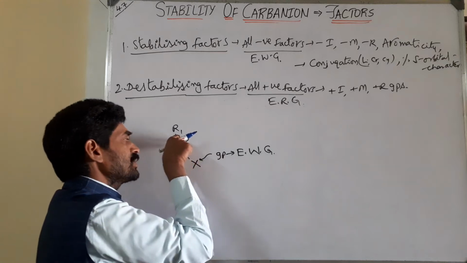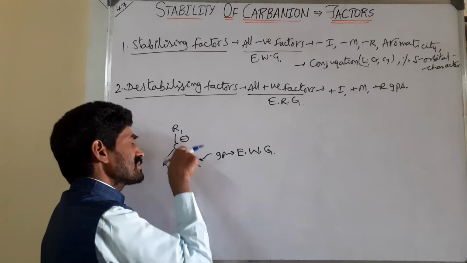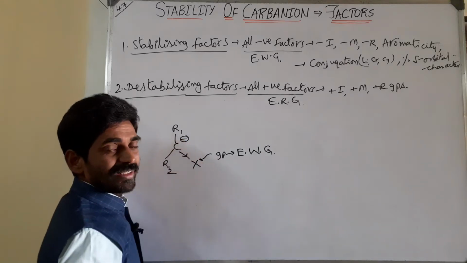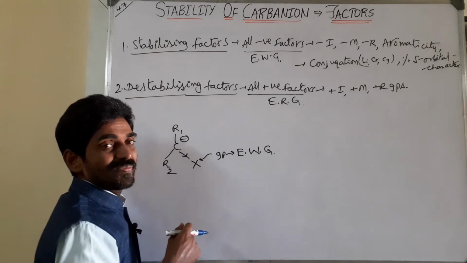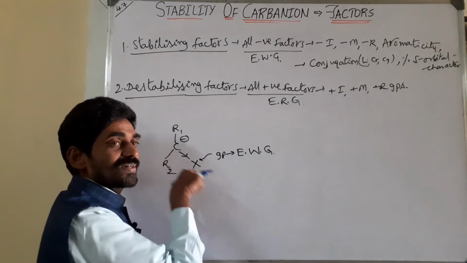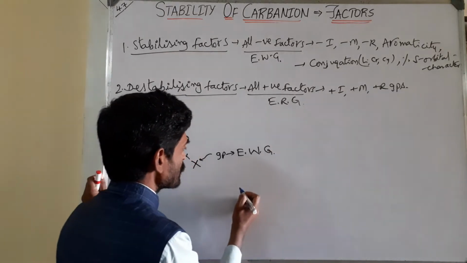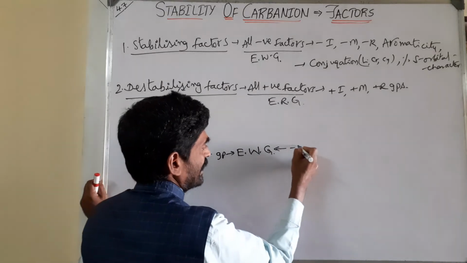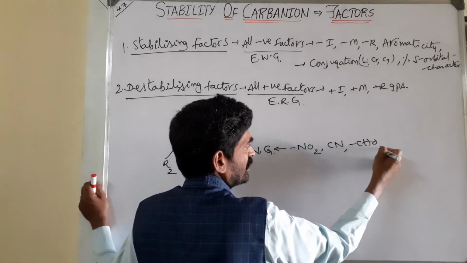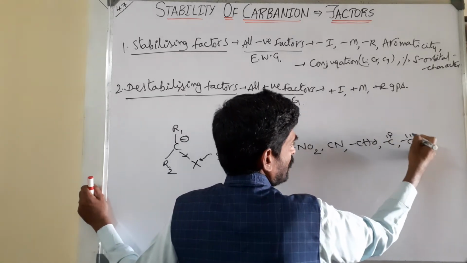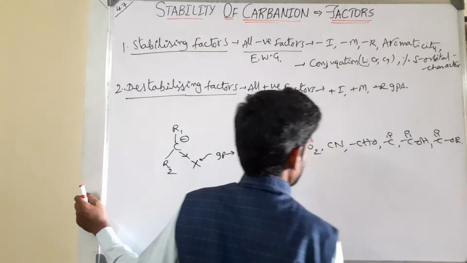Because of that, the negative charge is dispersed toward it. By withdrawing electrons, it disperses the charge on the carbanion. If charge dispersal takes place, the stability of carbanion increases, because the charge is dispersed. So that means electron withdrawing groups. Some examples: NO2 group, cyanide group, aldehyde group, keto group, carboxylic acid group, and ester group. These are all examples.